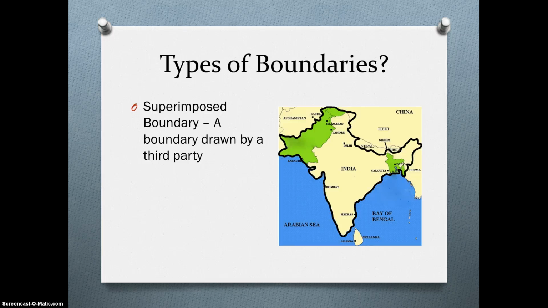Next, we have the superimposed boundary, which is a boundary drawn by a third party. An example of this would be when the British were leaving, they divvied up India into three parts: Pakistan, Bangladesh, and India. Another example of this would be the carving up of the Ottoman Empire, or the carving up of Africa, where third parties drew the boundaries.